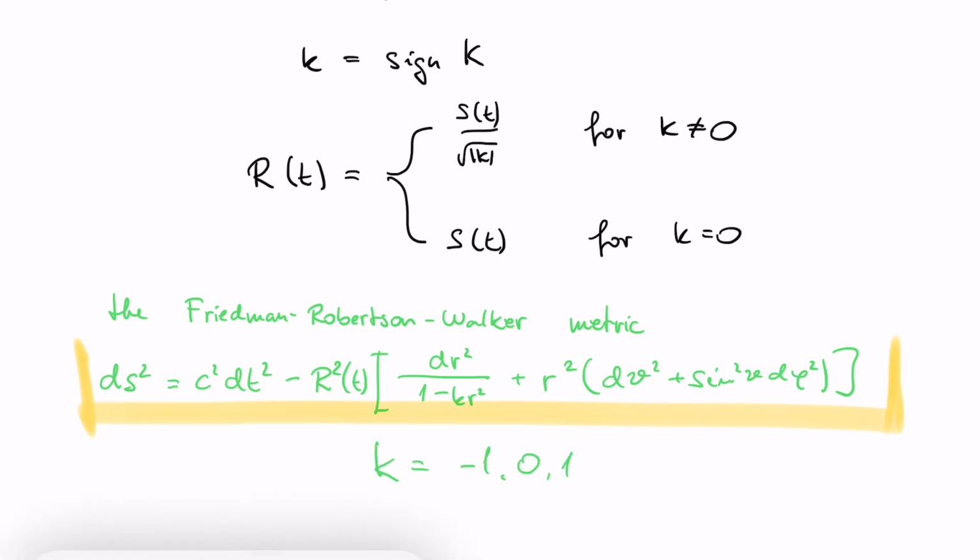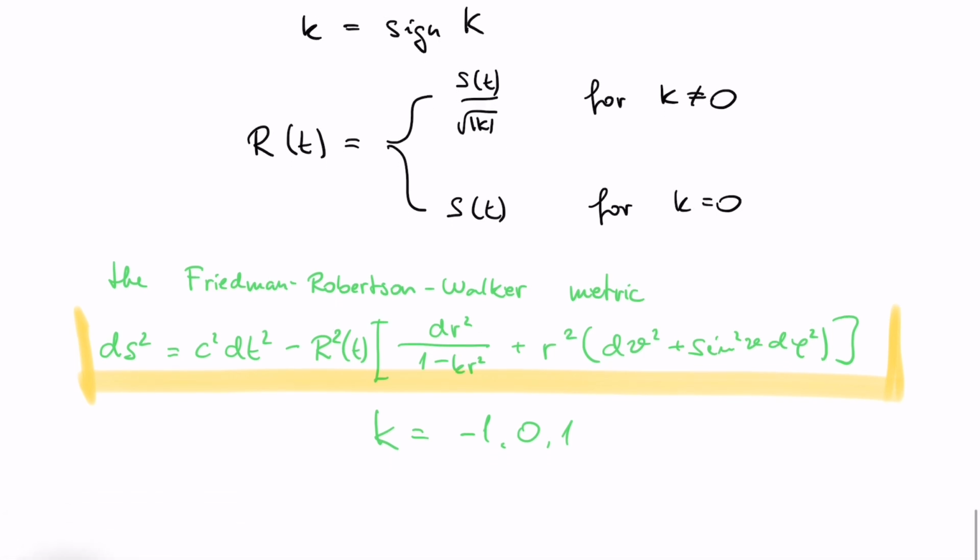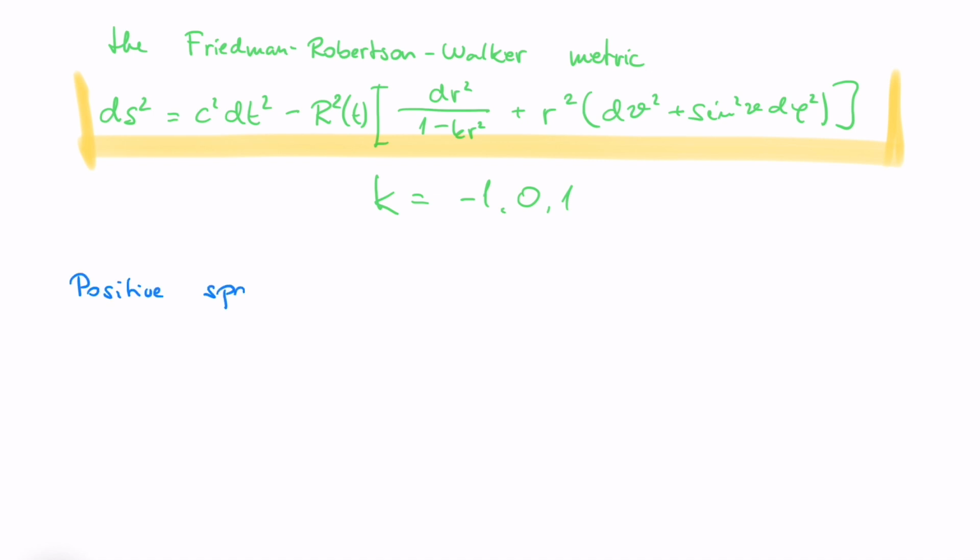These three different choices of K lead to three different geometries of the space-time. Let us start with a positive spatial curvature where K equals 1. In this case, there is a peculiarity in the metric because the coefficient of dr squared becomes singular as r goes to 1, and it would be negative if r is bigger than 1. But that would change the signature of the metric, and we do not want that. So we rather limit ourselves to the interval from 0 to 1 for r.